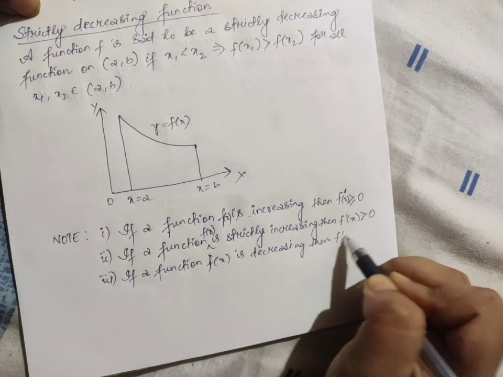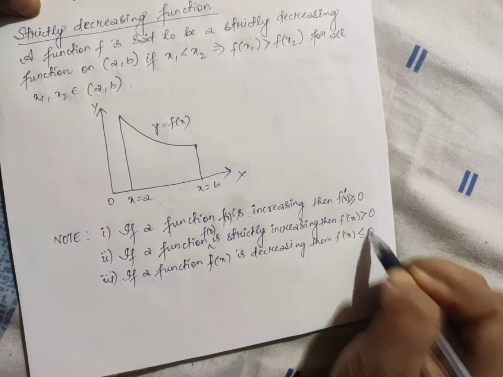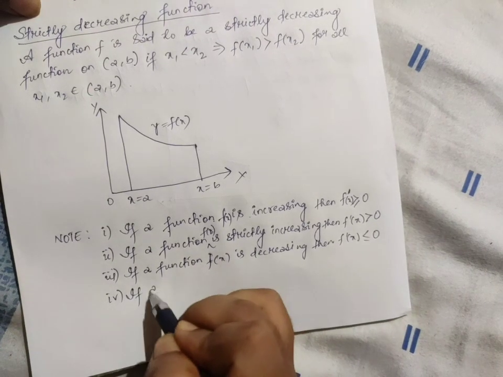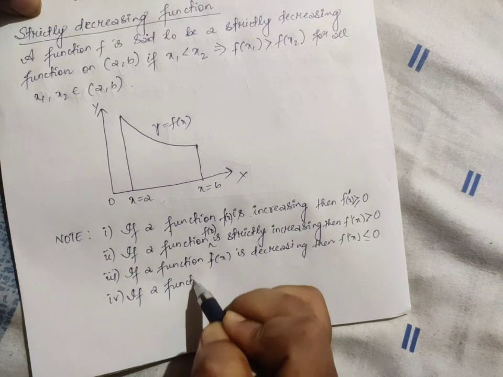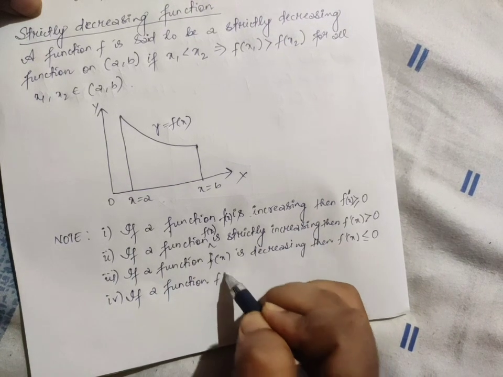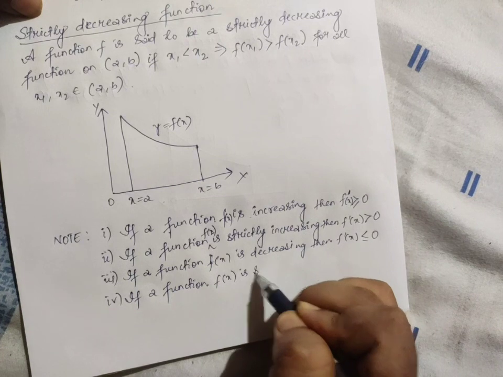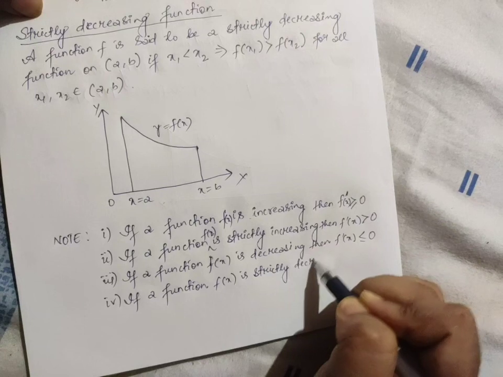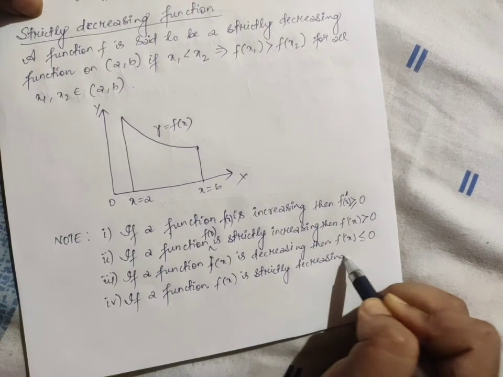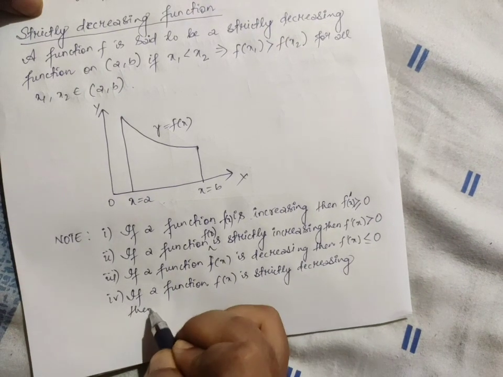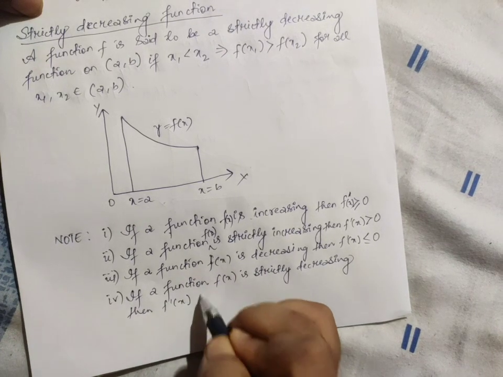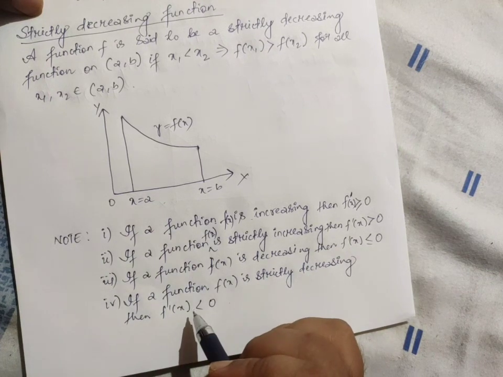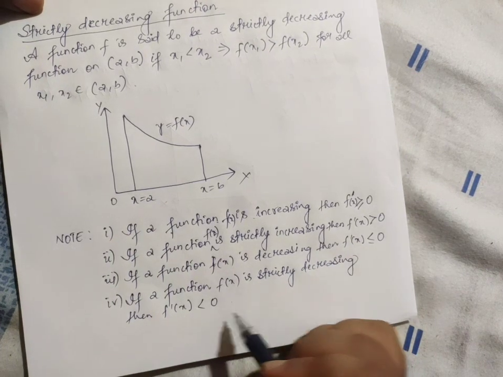then f dash x will be less or equal to 0. And then the last one, if a function f x is strictly decreasing, then f dash x will be less than 0. Okay, so these are the 4 points that you have to keep in mind for doing the exercise.